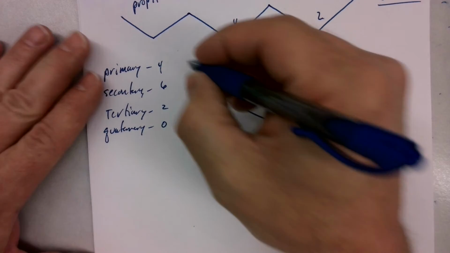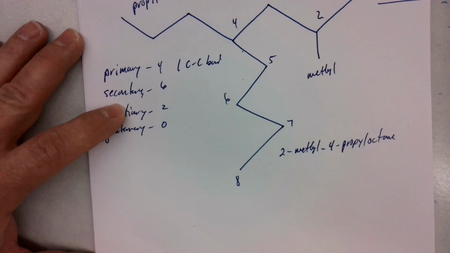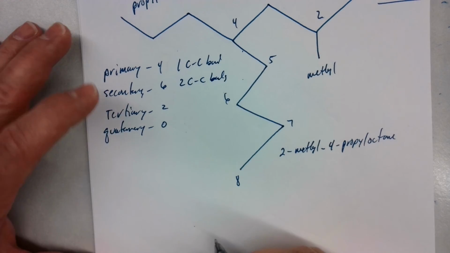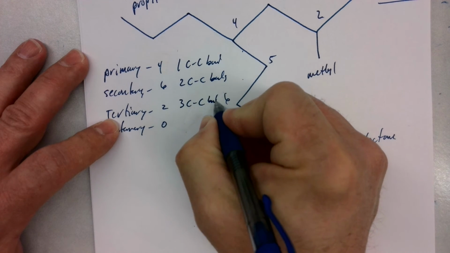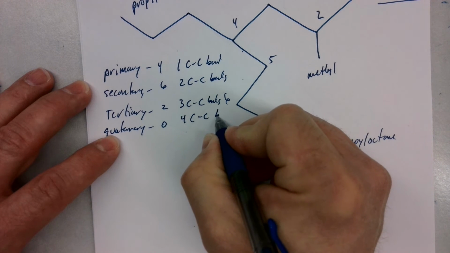They have 1 carbon-carbon bond. Secondaries have 2 carbon-carbon bonds. Tertiaries have 3 carbon-carbon bonds. And quaternaries have 4 carbon-carbon bonds.